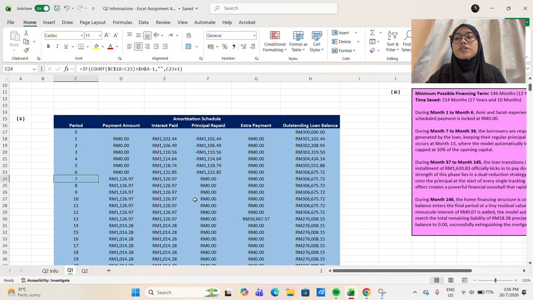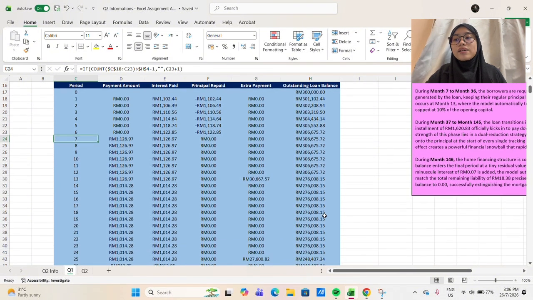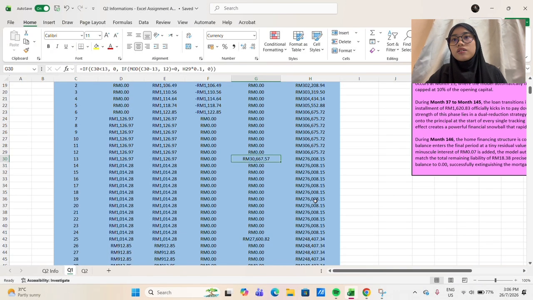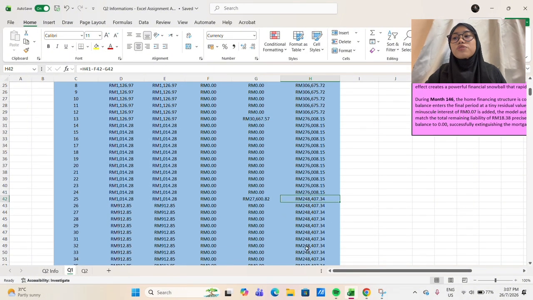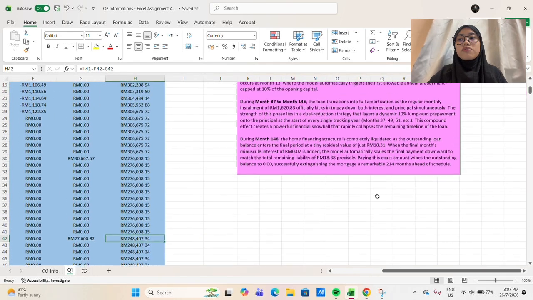The model automatically triggers the first allowable annual prepayment of 30,667.57, which is 10% of our balance at month 6, instantly dropping the balance. Then 27,682 is applied, reducing the balance to 248,407 ringgit 34 cents. This drastically lowers interest charge for the remainder of the servicing phase.